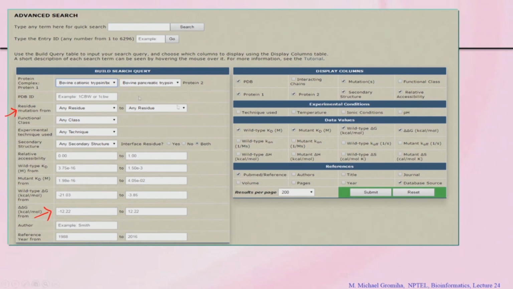So, you can get the hotspot residues giving the value of 2 kcal per mole, delta G values, and get the hotspot residues, and you can also analyze whether this is secondary structure or how it affects in the different functional class or how it affects with the location of residues. For example, you can see the accessible surface area and so on.